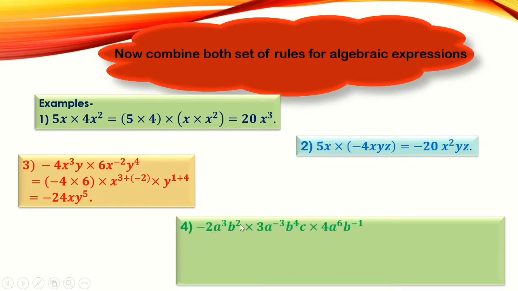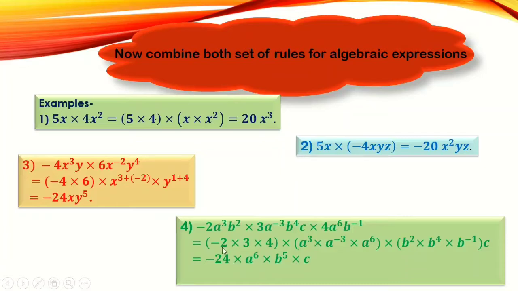Minus 2a cube b squared into 3a raised to the power minus 3 b raised to the power 4 c into 4a raised to the power 6 b raised to the power minus 1. Please listen to me how I'm reading the terms over here. Now, what we'll do, we'll just multiply the coefficients by taking the sign of the numbers. So let's see, what do we need to do over here? Minus 2 into 3 into 4. Then a cube, a raised to the power minus 3 into a raised to the power 6. I have collected the terms like this, and again b squared, b raised to the power 4 into b raised to the power minus 1. And since c is alone, we have kept it alone only.